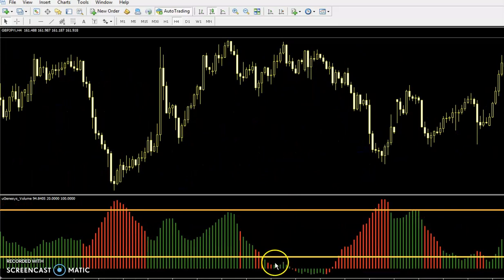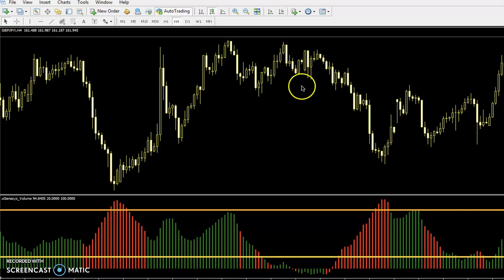As you can see right here in this section, I'm not sure what date this is. This is January 26th to January 31st. From this time, we can see that the histogram has been below our golden line. And if we look up, we can see the market was consolidating a lot. A lot of consolidation right here.